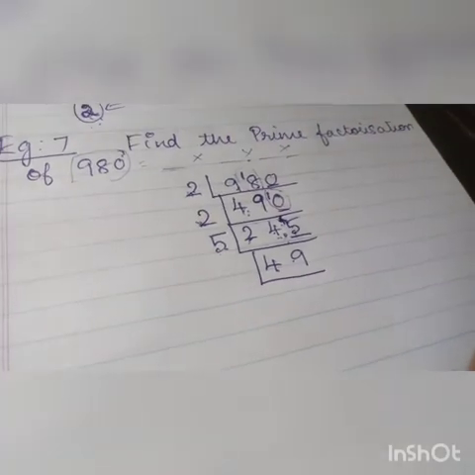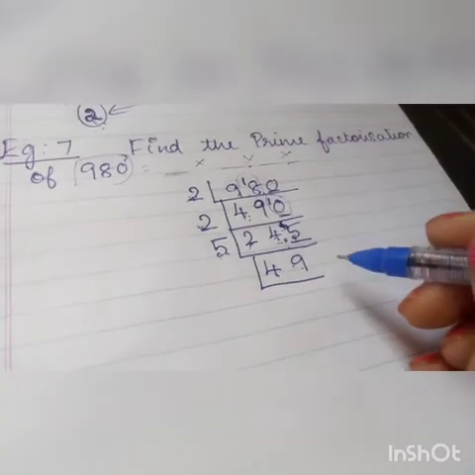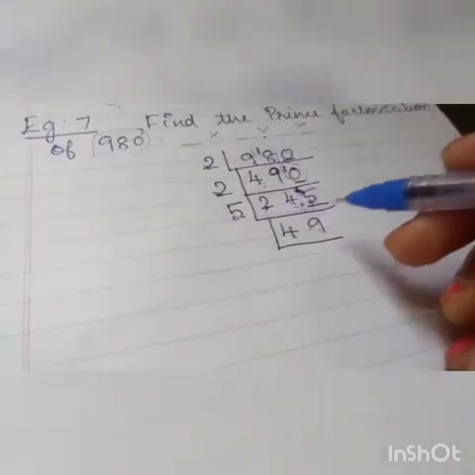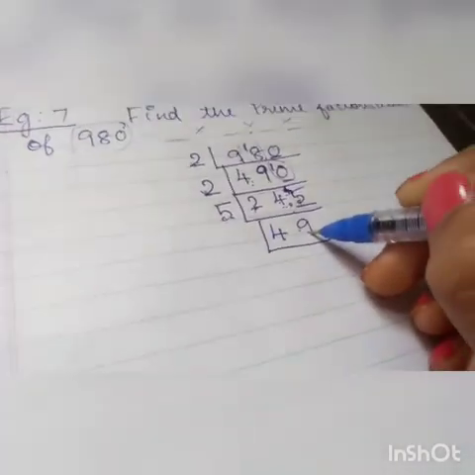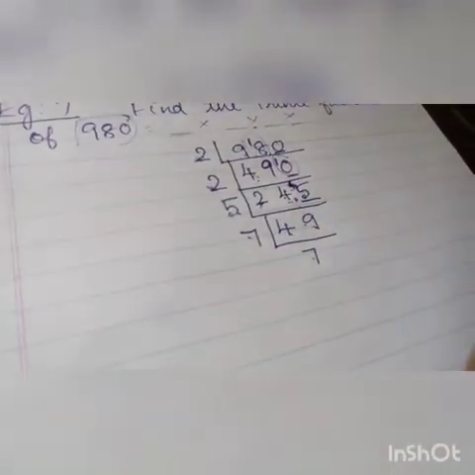No. Third table? 4 plus 9, 13. Not possible. Fifth table. Next, after 3 it is 5. 5 is also not possible. After 5, 7th table. Yes, 7 7s are 49.